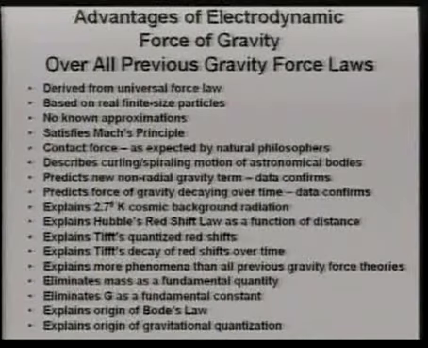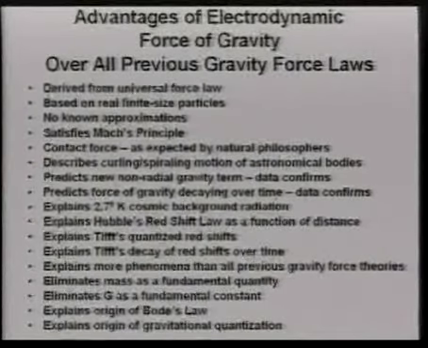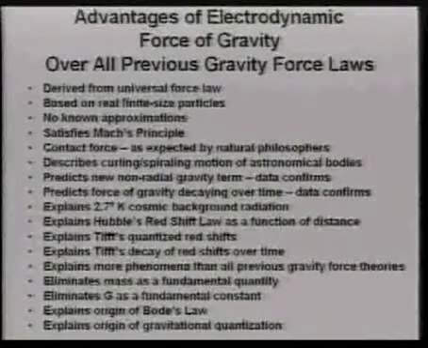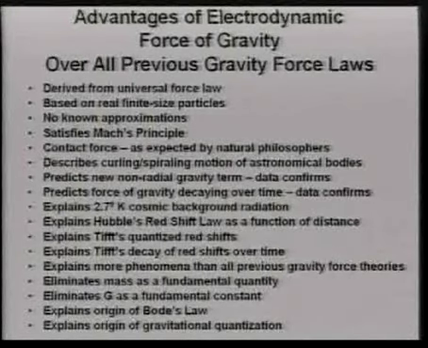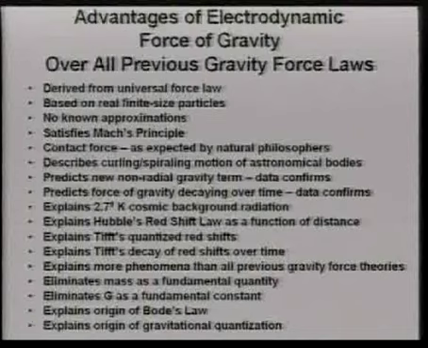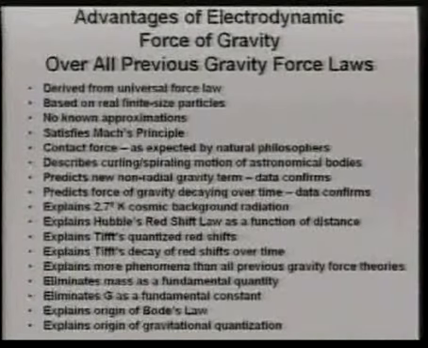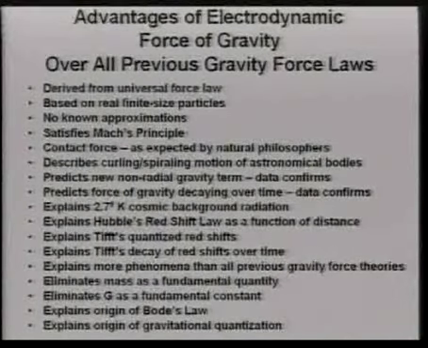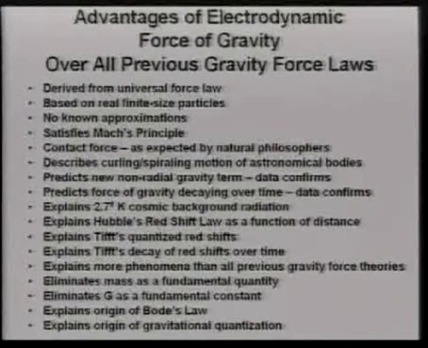It satisfies Mach's principle. Einstein's general theory of relativity and his special theory of relativity do not satisfy Mach's principle. It was a goal of Einstein. He never achieved it. It's a contact force, as expected by natural philosophers for thousands of years. It describes the curling, spiraling motion of astronomical bodies, as observed. It predicts a new non-radial term, which the data confirms.